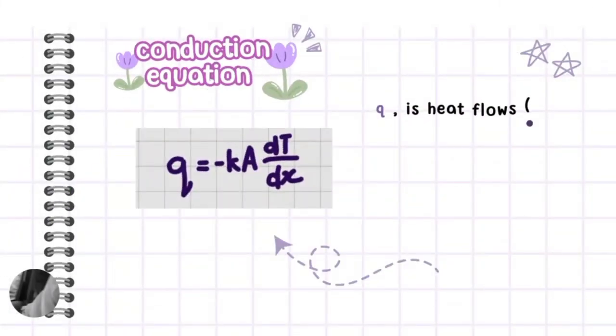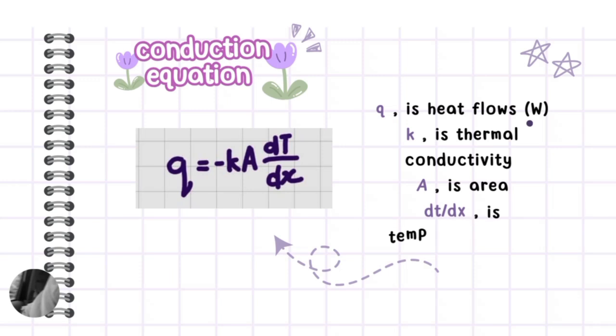Okay, next, let me explain the conduction equation. Let's take a closer look at the conduction equation below. Q equals negative k A dT over dx. This equation helps us calculate the rate of heat transfer Q through a material by conduction. Let me explain one by one for you.